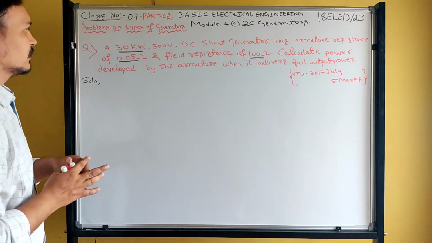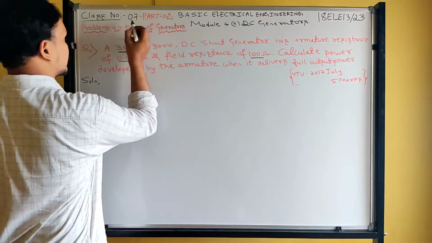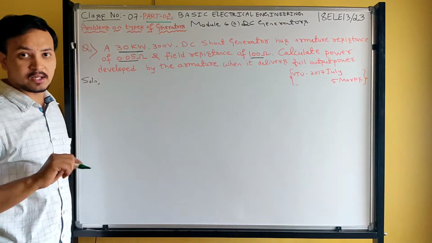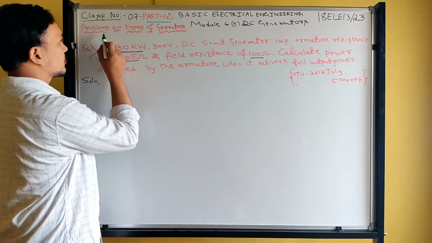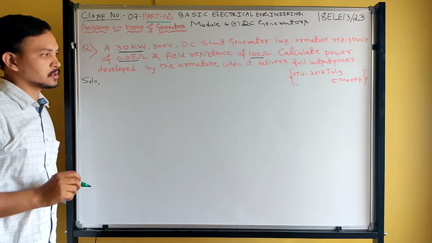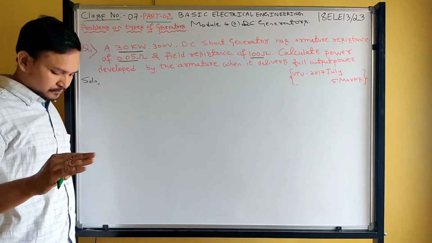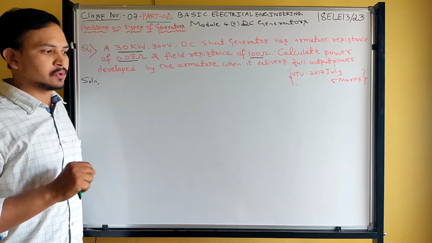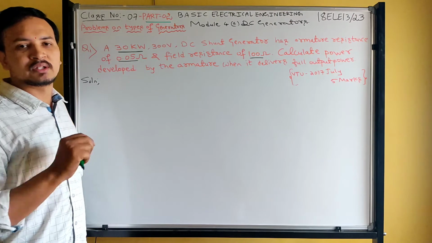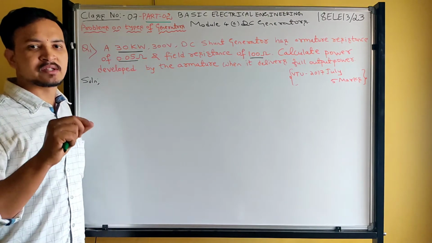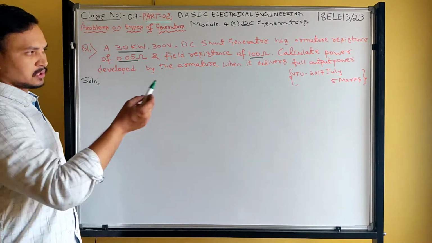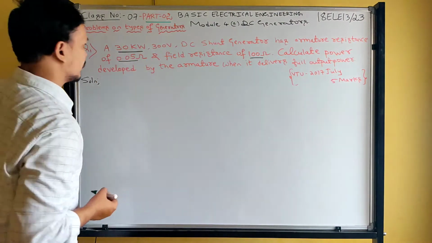Okay, so we can start. This is class number 7, part 2. Part 1 is problems on the EMF equation of generators, and part 2 lectures are problems on types of generators. So just go through the problems I have solved in these videos. That many problems is more than sufficient to face the university questions. Okay, we can start with a university question on types of generators.